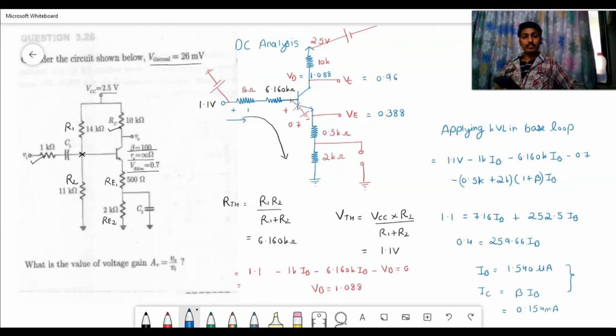Okay, so this will be in the active region, as you can see: 1.088, 0.96, 0.388. So this will be in the active region.